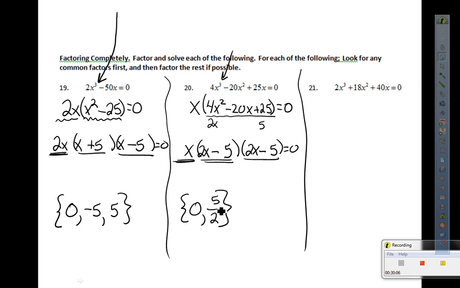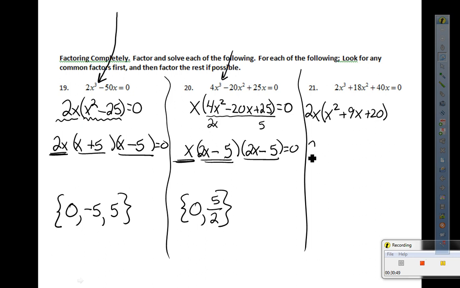So these take a little patience. You'll know to do this whenever there's a third degree power. Take out something in common. So look at 2x cubed plus 18x squared plus 40x. Is there a number that goes into 2, 18, and 40? And there is, a 2. So I'm going to take out a 2 and an x. What does that leave me? It leaves me an x squared plus 9x plus 20.